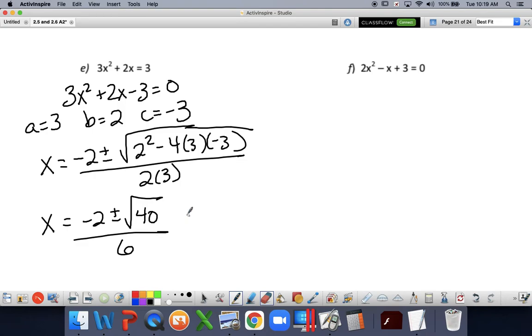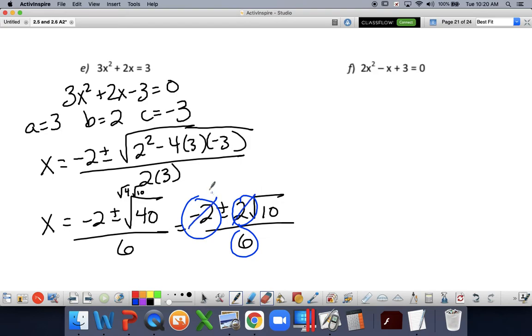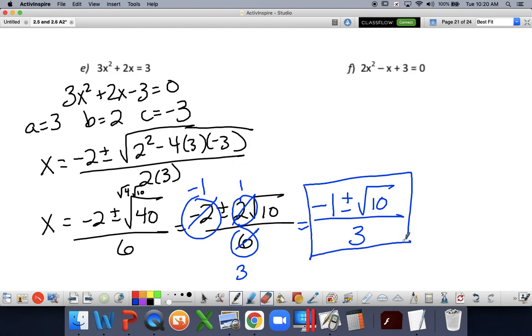Because the square root of 40 can simplify down, right? It's the square root of 4 times the square root of 10. I get negative 2 plus or minus 2 square root of 10 over 6. Now I have the 3 common factor here, so I can simplify that down. So my final answer, and you need that -1 out front, that is a number. You do not need the 1 in front of the 10. That would be just a placeholder. So this here is my final answer.